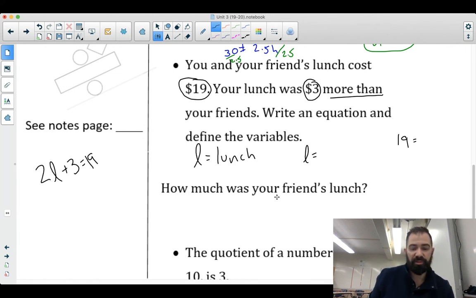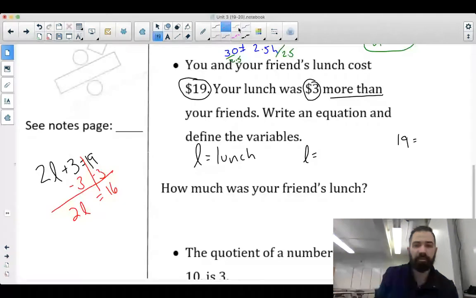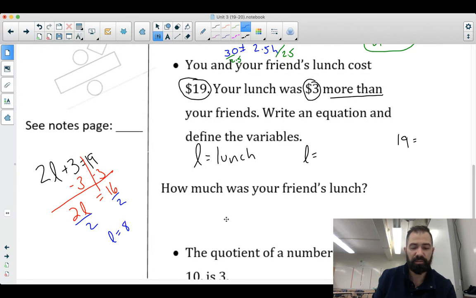So how much was your friend's lunch? Well, let's just solve it. We want to find out how much one of these lunches is, because that's how much your friend's lunch cost, because yours was $3 more than that one. So what you want to do, subtract 3 from both sides. You're left with 2L equals 16. And then our last step, divide by 2, and you get L equals 8. So your friend's lunch is $8.